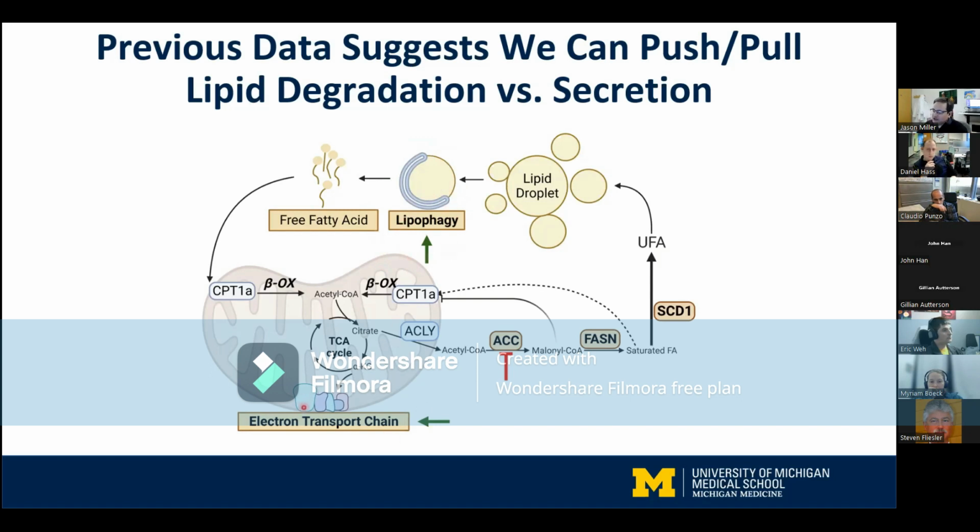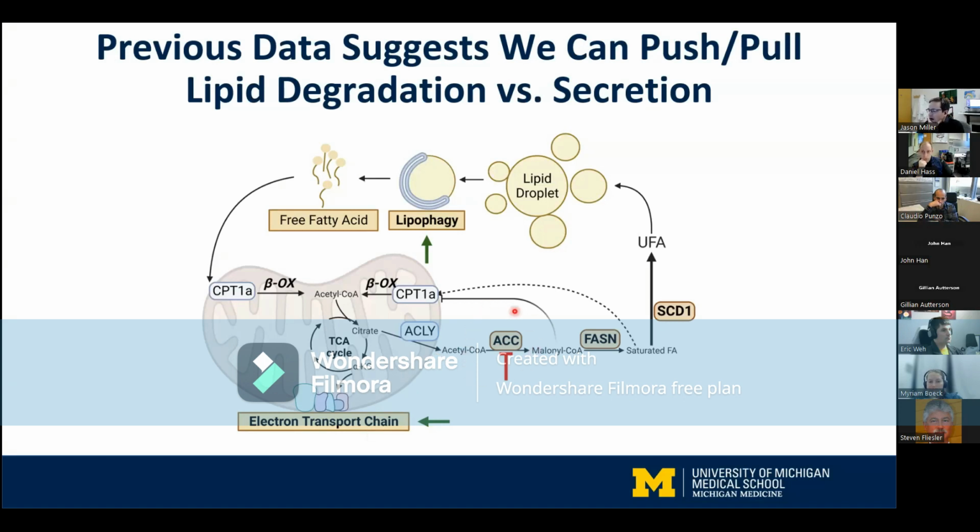We have some unpublished data, probably not surprisingly, that if we put in a mitochondrial uncoupler, we can titrate the uncoupler to a non-toxic concentration that also does the same thing: decreases the amount of lipid secreted and increases the amount of lipid consumed.